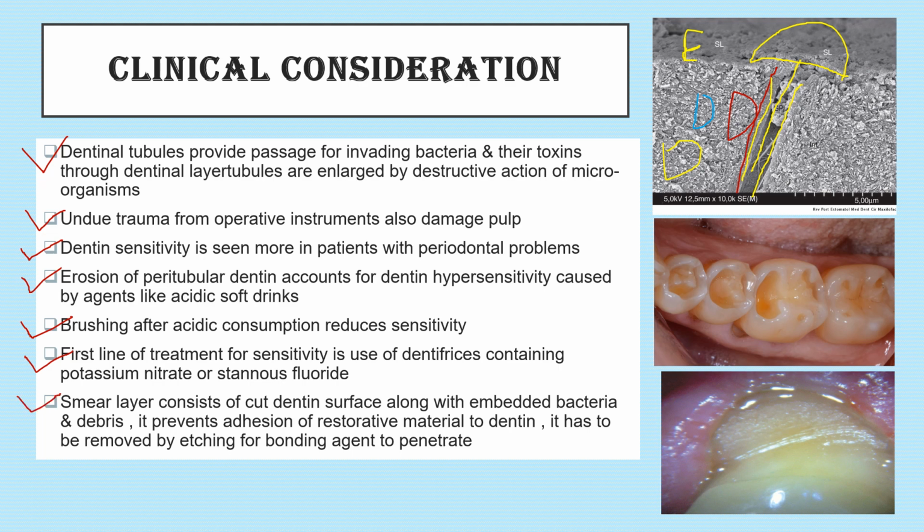Smear layer consists of cut dentin surface along with embedded bacteria and debris. It prevents adhesion of restorative material to dentin. It has to be removed by etching for the bonding agent to penetrate. This is important. What is smear layer? Smear layer consists of dentin which is cut off, with bacteria and food debris also. So we have to remove this smear layer, because if we do not remove it, the restorative material will not adhere to the tooth structure. So we have to remove this smear layer by use of etchant.